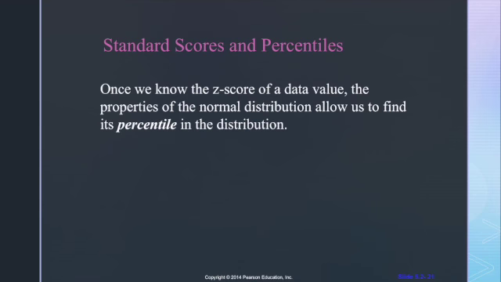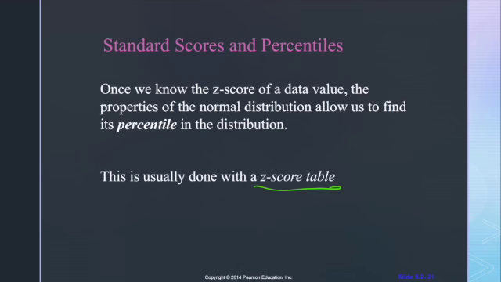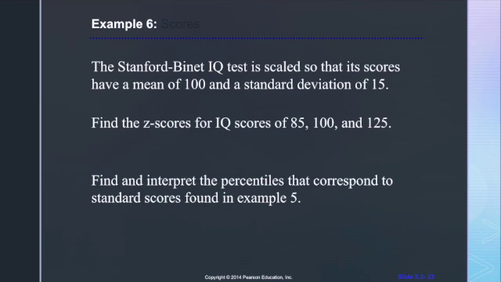Now, one thing that's really cool is once I know the Z-score of a data value, the properties of the normal distribution allow us to find its percentile in the distribution. We're going to do this using a Z-score table. I have posted one on Canvas, and there's also one in your book, and you could probably Google and find a PDF of one, but I like the one I posted. We're going to learn how to use a Z table and interpret the Z-scores of -1, 0, and 1.67, and find the percentiles that relate to these Z-scores.